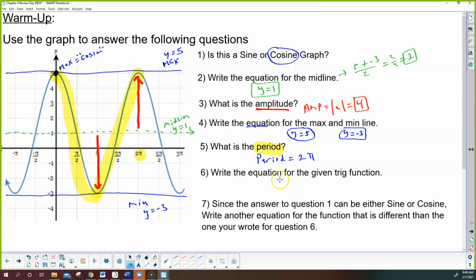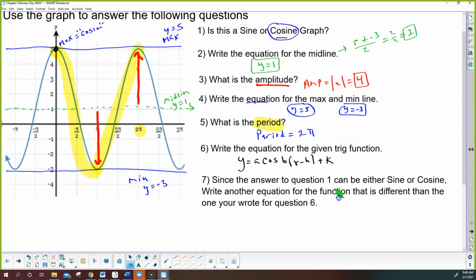And then the hard part is write the equation for the trig function. So what we have to do is we have to remember first what form is that in. My pen is acting a little weird right now. And since I called it a cosine graph, I'm going to use cosine instead of sine. And then you have to remember which values were which.